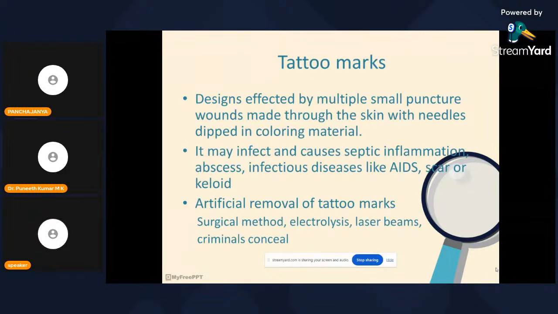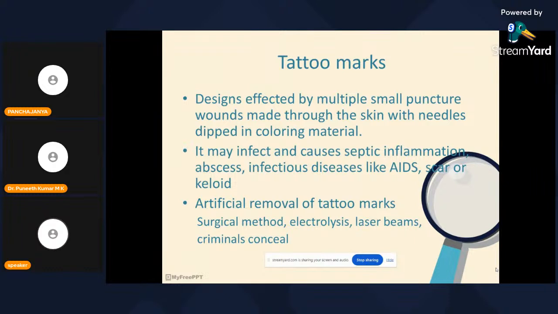Then tattoo marks. Here the designs are made by multiple small punctures, wounds made through the skin with needles dipped in coloring material. Some chemicals are used where the needle is dipped and the skin is punctured. Multiple punctures will be on the skin. It causes infectious diseases like septic inflammation, abscess, and infections like AIDS and HBsAg. It can also be a reason for forming a scar and keloid.